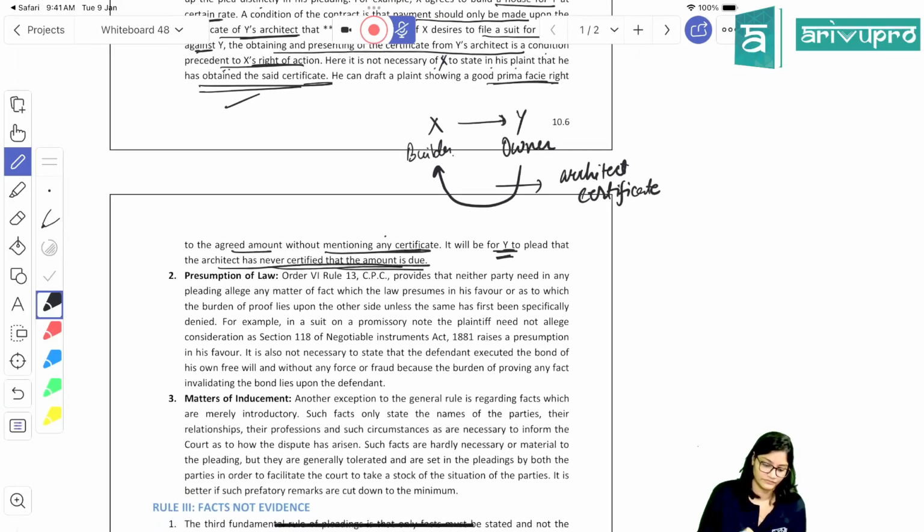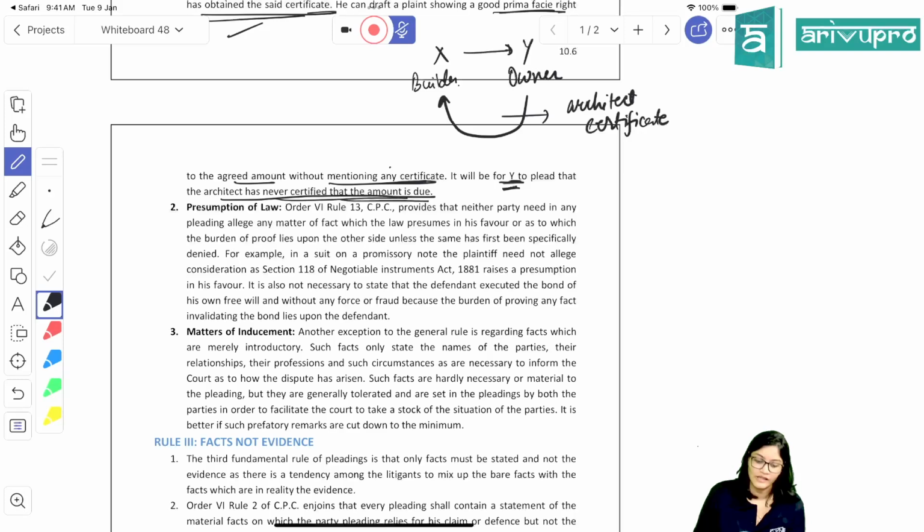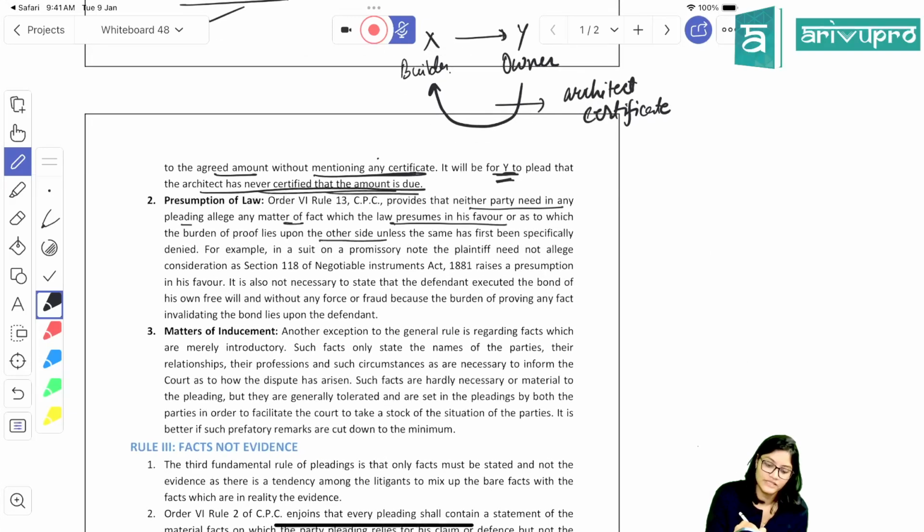Then, next is presumption of law. It provides that neither party need in any pleading allege any matter of fact which the law presumes in his favor or as to which the burden of proof lies upon the other side, unless the same has first been specifically denied. For example, in a suit on a promissory note, the plaintiff need not allege consideration. Why? Because the Negotiable Instruments Act itself raises a presumption in his favor.